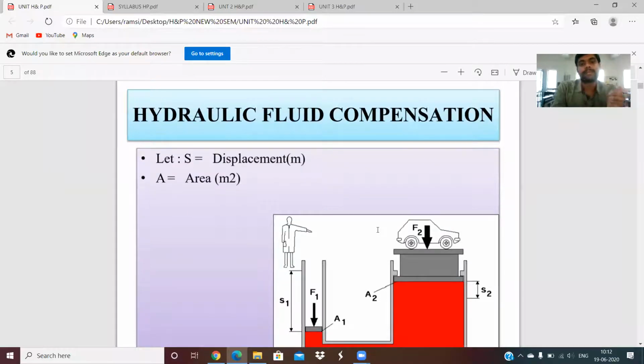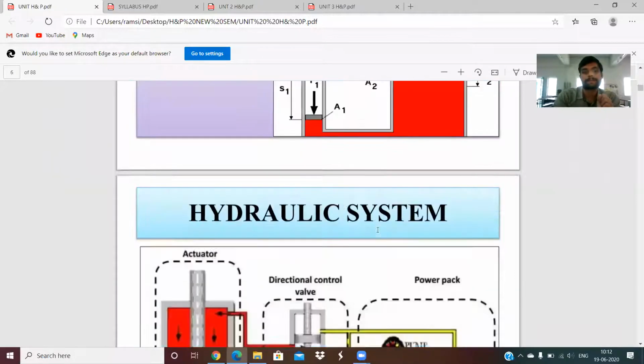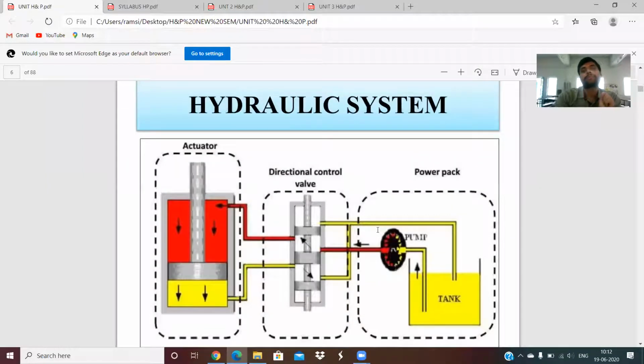Again, this is the same diagram, explaining displacement. The displacement in arm 1 is more as compared to the displacement in arm 2. This is because of the area. So this is the actual system of the hydraulic circuit.